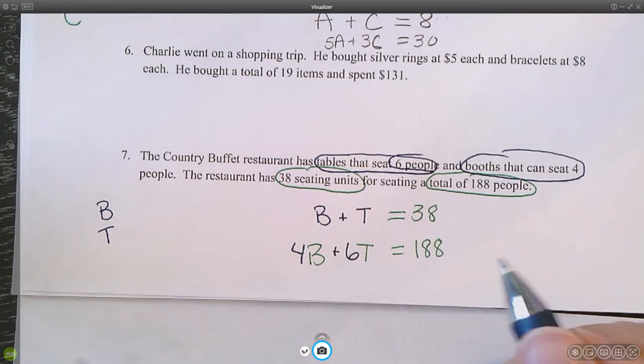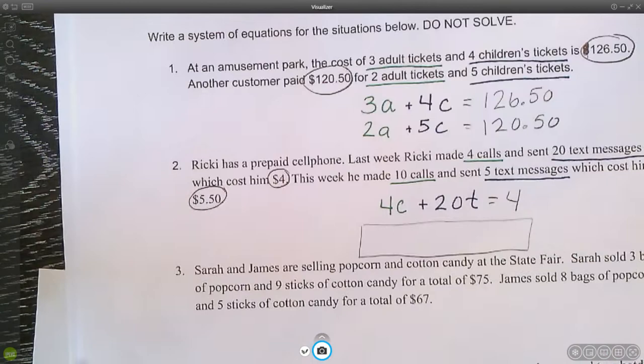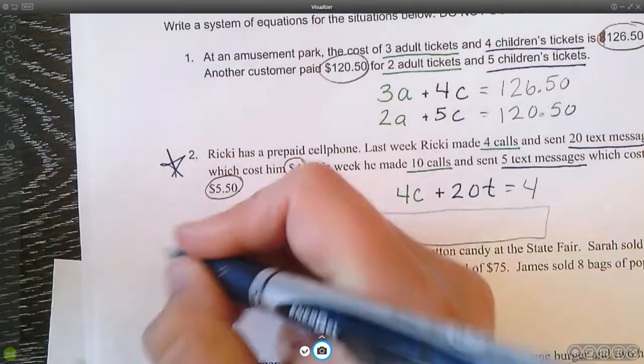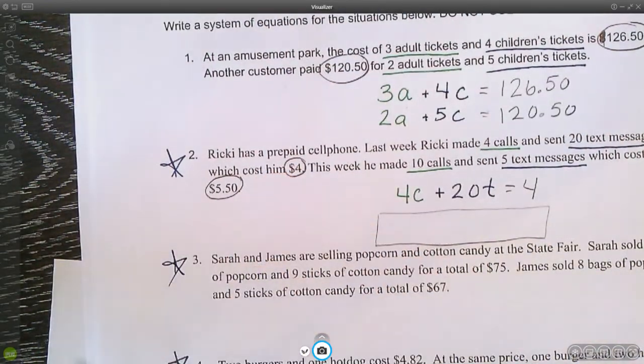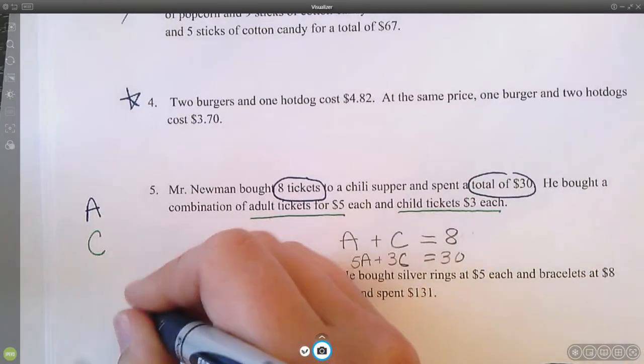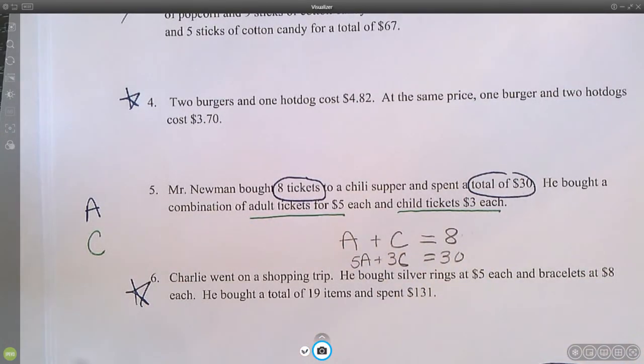Okay, so for the rest of your homework, you need to finish number 2. You need to do 3 and 4 and 6. So you have 2, 3, 4, and 6. Make sure you're not solving, you are just writing the equations.